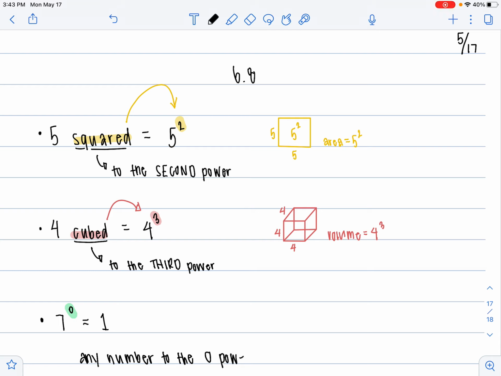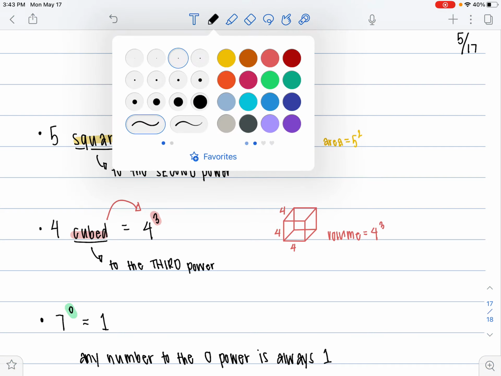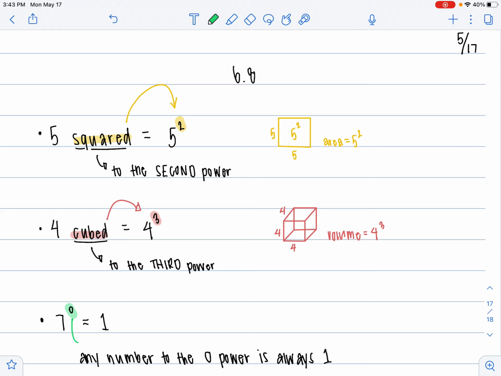Those are just a few of the things that we reviewed today. If you need an extra review of exponents, I linked the previous exponent review video in the comments of this video, so be sure to check that out as well.